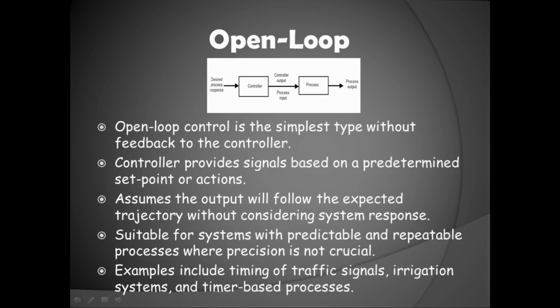Open loop. The simplest type of control is open loop control, in which a controller doesn't receive feedback. The controller in this case provides control signals depending on a predetermined set point or series of actions, without taking into account the actual system response. The controller makes the assumption that the output will follow the anticipated trajectory. Systems with predictable and repeatable processes, where accuracy and precision are not essential, are good candidates for open loop control. Timing of traffic signals, irrigation systems, and typical timer-based processes are a few examples.